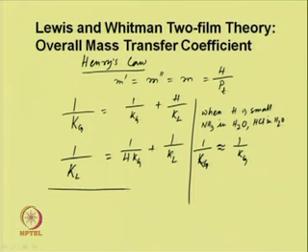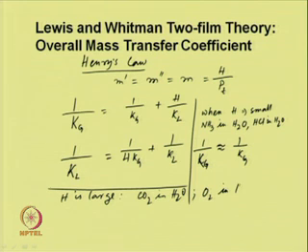And similarly, when H is large, as in the case of CO2 in water, it forms carbonic acid, or oxygen dissolution in water, the H is large. So, from this we can write 1 by capital K L approximately equals 1 by small k L.